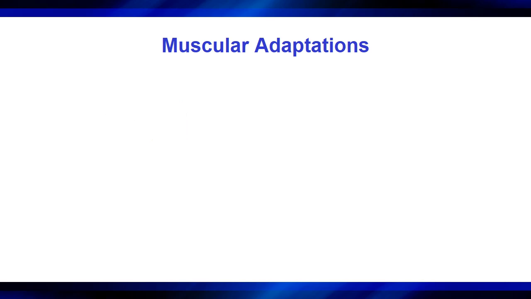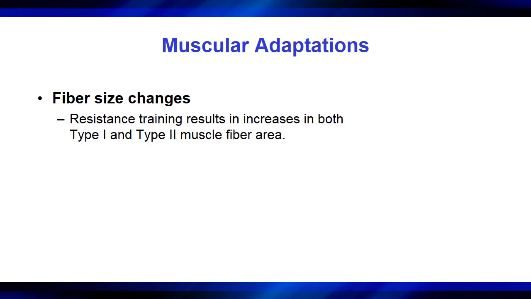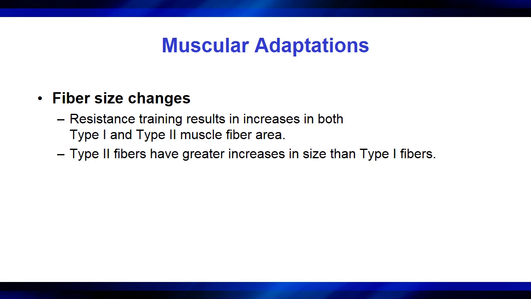Adaptation, so we're still looking at that now. We have fiber size changes. Resistance training results in an increase in both type 1 and type 2 muscle fibers. It's important to look at this, since they could both be recruited, so we will have an increase in the size of both of them. Type 2 fibers have greater increases in size than type 1. Type 2 fibers have a much greater chance to produce hypertrophy. They tend to get bigger faster as a hypertrophic response to training.